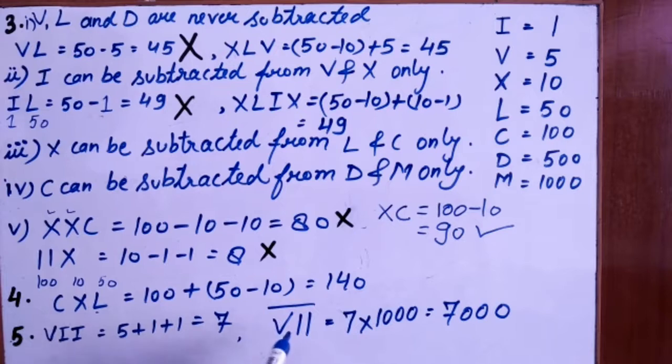The same Roman numeral is here. But what is different? There is a horizontal line and this horizontal line is called a bar. And it is showing that we will multiply the value of this Roman numeral by 1000. What is the value of this one? It is 7. Because of this bar, we will multiply this 7 by 1000. So, 7 into 1000 is equal to 7000. Understood?